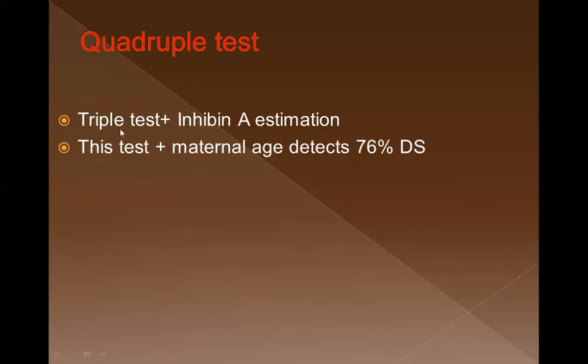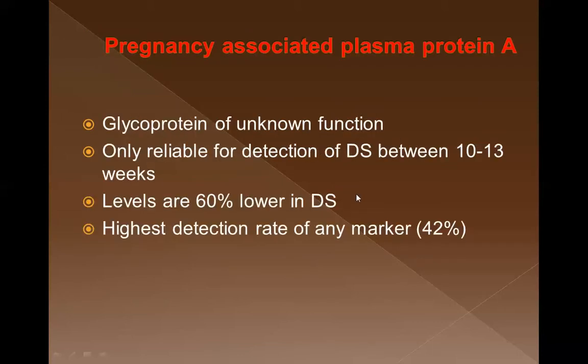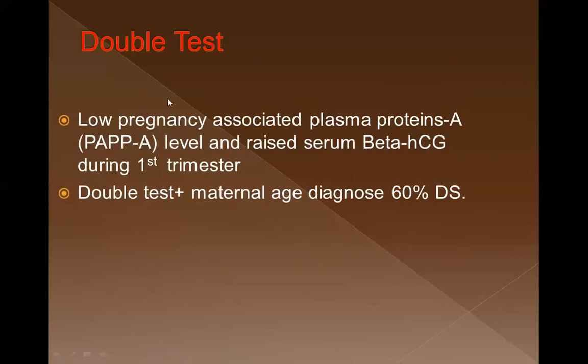A quadruple test is the triple test plus inhibin A estimation. This test plus maternal age will detect 76% of the abnormality. Pregnancy associated plasma protein A is a glycoprotein of unknown function, only reliable for detection of Down syndrome between 10 and 13 weeks. Levels are 60% lower in Down syndrome. Highest detection rate of any marker, 42%. Double test: low pregnancy associated plasma protein A level and raised beta HCG during the first trimester. A double test plus maternal age diagnoses 60% of Down syndrome.